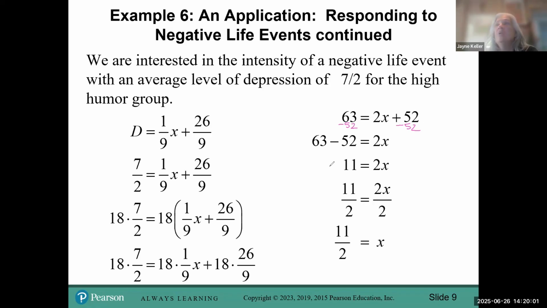Now once I have that equation to this point, remember, to get rid of this 2 times x, I'm going to divide both sides by 2. So the intensity that yields a depression level of 7/2 for the high humor group would be 11 over 2, which is 5.5.